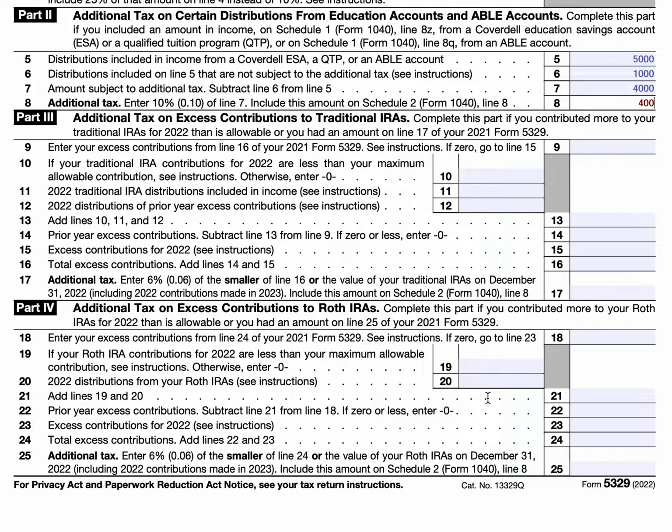In line 24, you will add the prior year excess contributions in line 22 to the current year excess contributions in line 23. This represents your total excess contributions for all tax years. And in line 25, you will enter 6% of the smaller of line 24 or the value of your Roth IRAs on the last calendar day of the tax year. You will include this amount on Schedule 2, line 8.